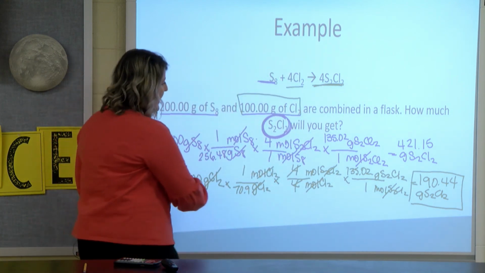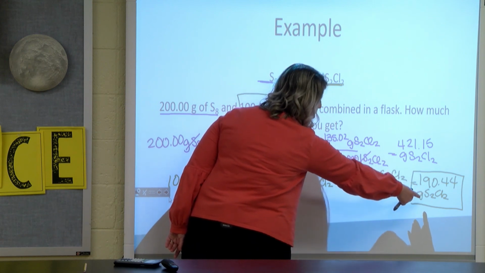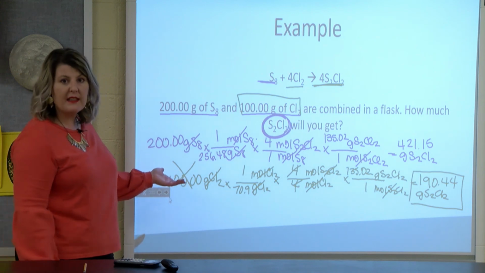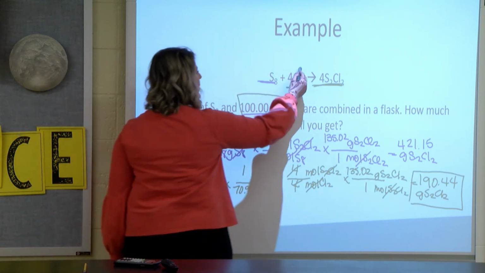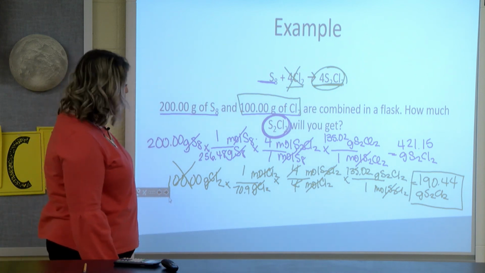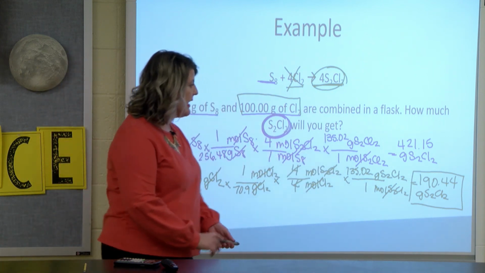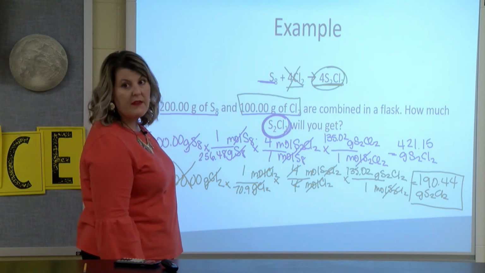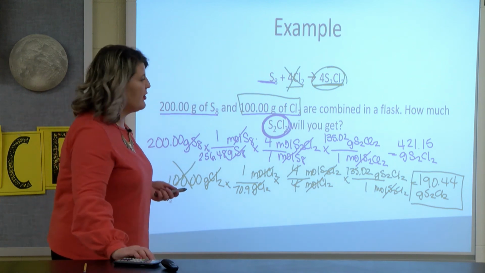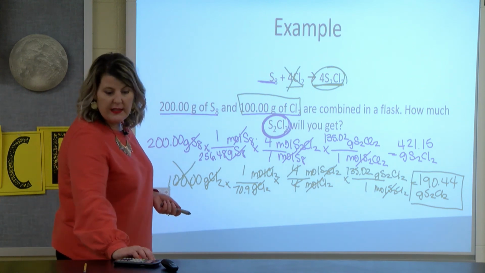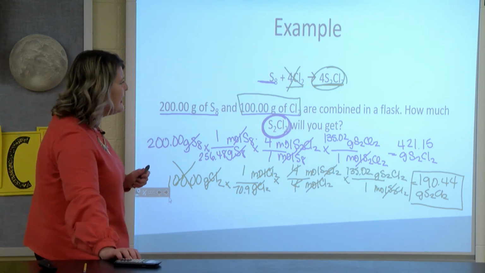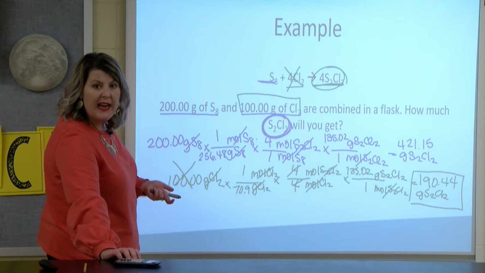Because once I made 190.44 grams of S2Cl2, I ran out of that reactant. If I'm out of Cl2, I can't make any more S2Cl2. So I end up making 190.44 grams of S2Cl2. So let's talk about a couple other questions that your teacher could ask you here. One of the most common questions, and I think it's on the next slide, but I want to stay on this one so you can see the reaction, is what would the limiting reactant be?